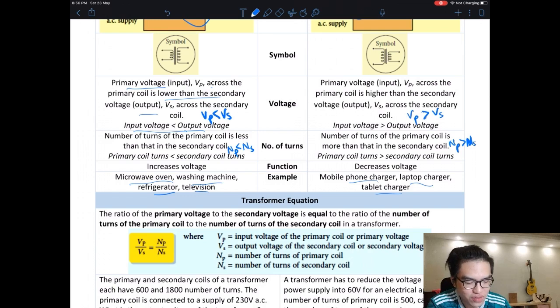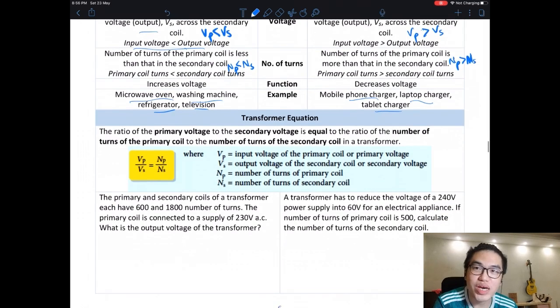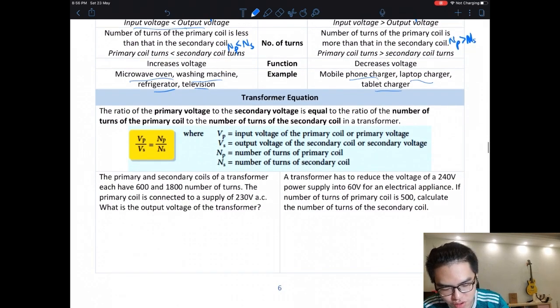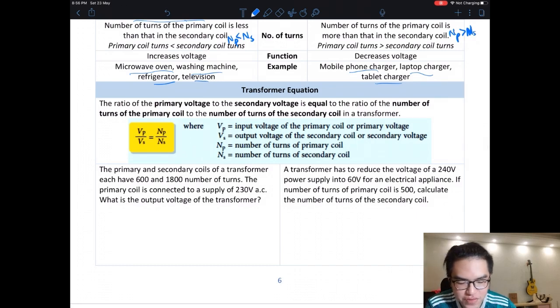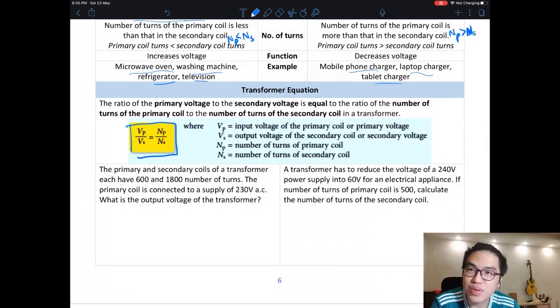All right, so let's look at the transformer equation. We can calculate a transformer by this formula: Vp over Vs equals Np over Ns. Vp you already know, that's the primary voltage. Vs is the secondary voltage. Np is the primary number of coils. Ns is the secondary number of coils.